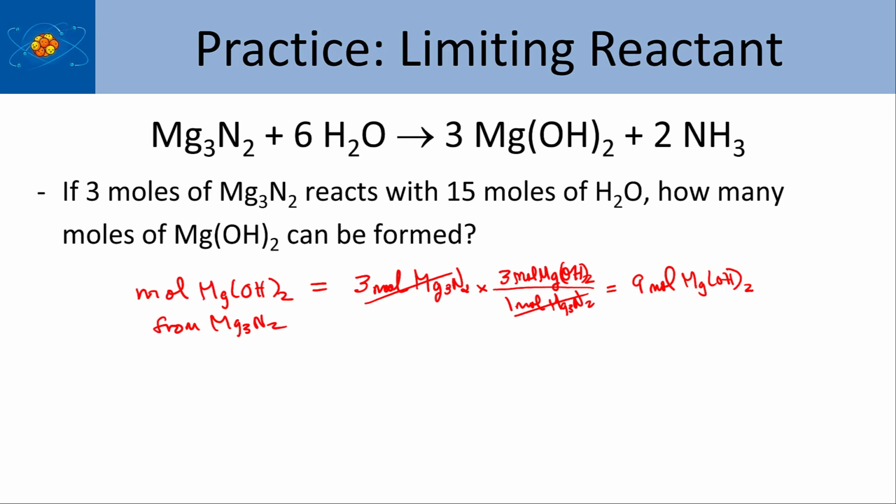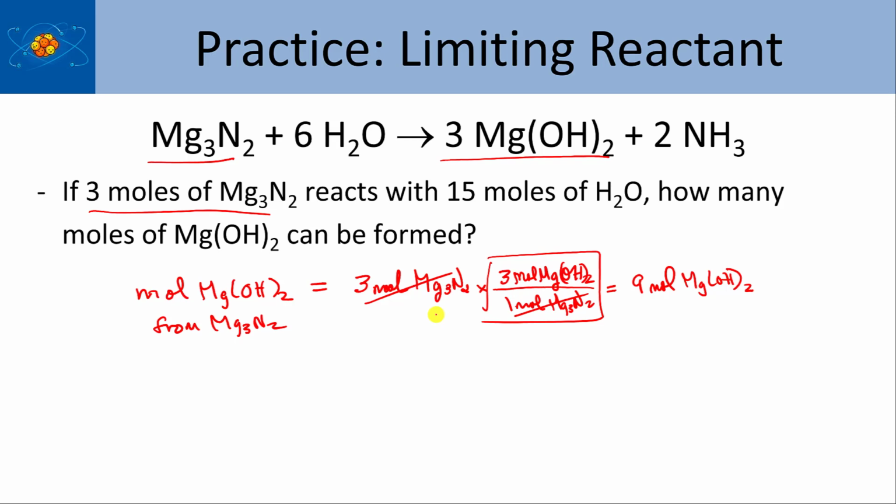Okay, so there's the answer. I was given 3 moles of magnesium nitride. I pulled my mole ratio. It's 1 magnesium nitride for every 3 magnesium hydroxides. So that's where I get this mole ratio from. And then I canceled out my units of magnesium nitride to leave with moles of magnesium hydroxide, and that gives me 9 moles. So with 3 moles of magnesium nitride, I get 9 moles of magnesium hydroxide.